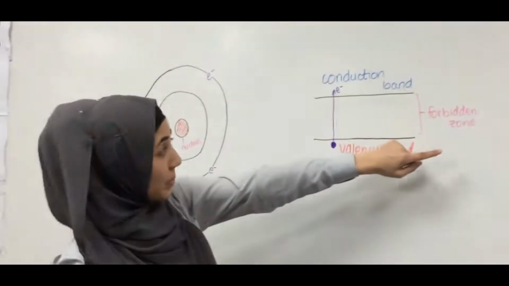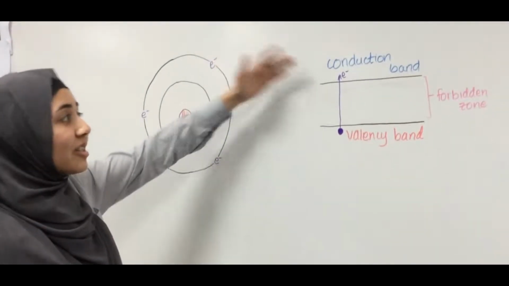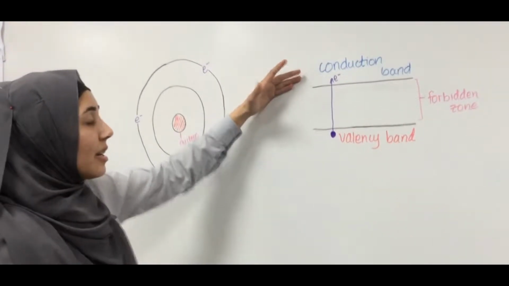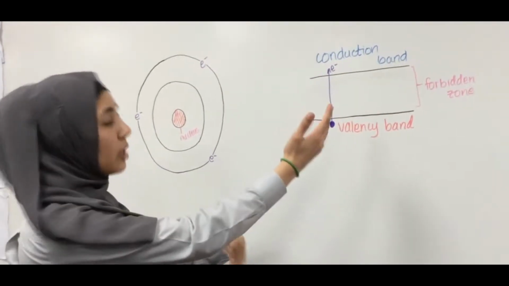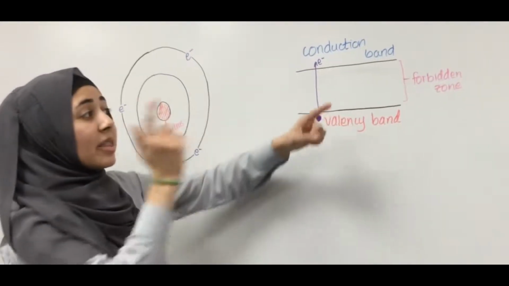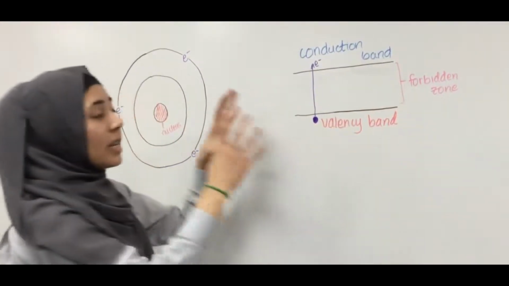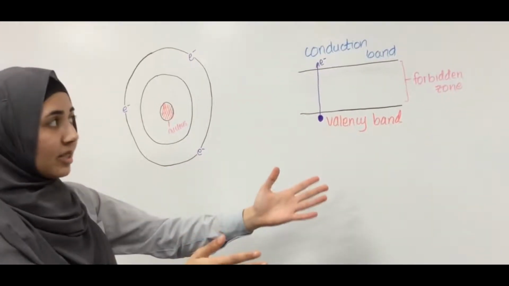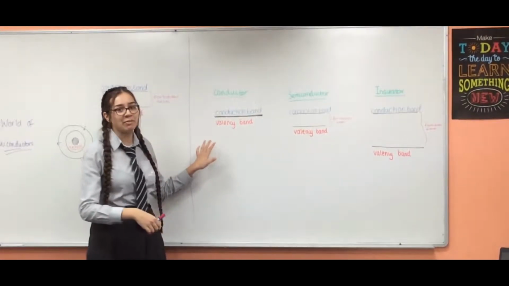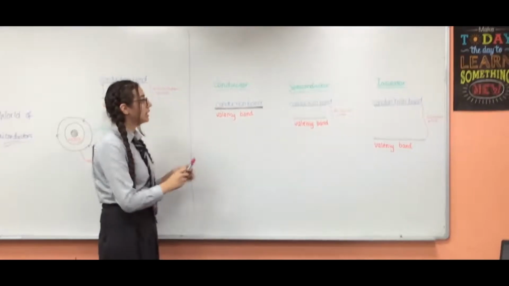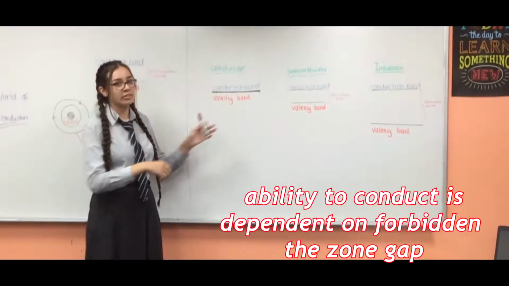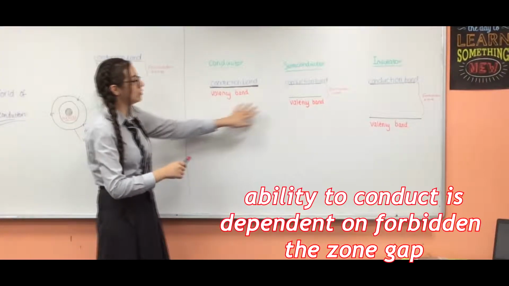But to understand the forbidden zone, we first have to understand the conduction band. Basically, the conduction band is an area that electrons have to reach in order to conduct electricity. But there is a forbidden zone, which is an area in which electrons cannot exist. Here we have the energy levels for a conductor, semiconductor, and an insulator. The ability for any of these to conduct electricity is determined by the forbidden zone gap.